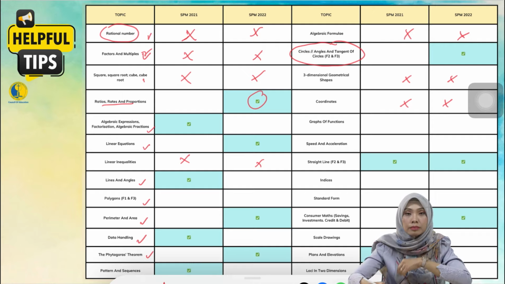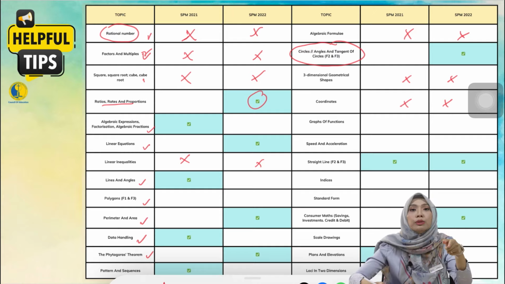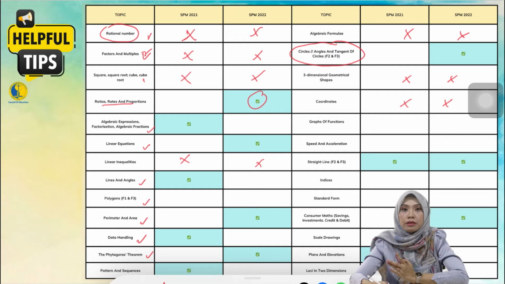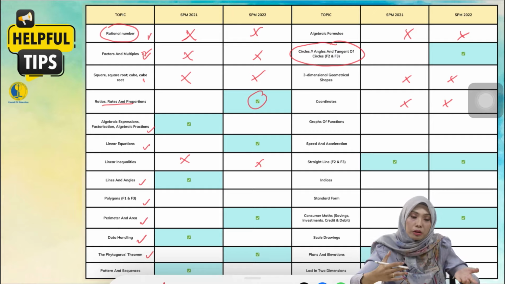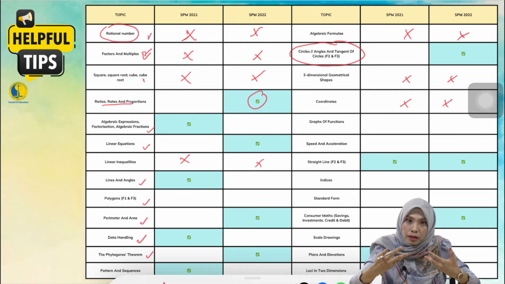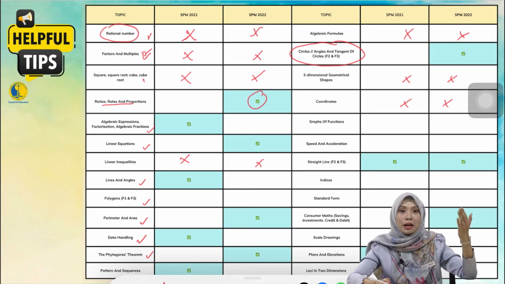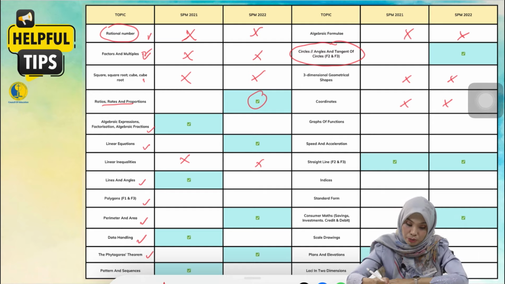And don't forget, coordinates are very important when you are learning the transformation chapter, not only in Form 2 but also in Form 5. Without the coordinates you cannot identify the image of the coordinates and the image of the object. The way you write down the coordinates is also very important. So even though I put coordinates as none here, it's still there hiddenly, backing up the other chapters. So please be careful. Graph of functions did not come out.